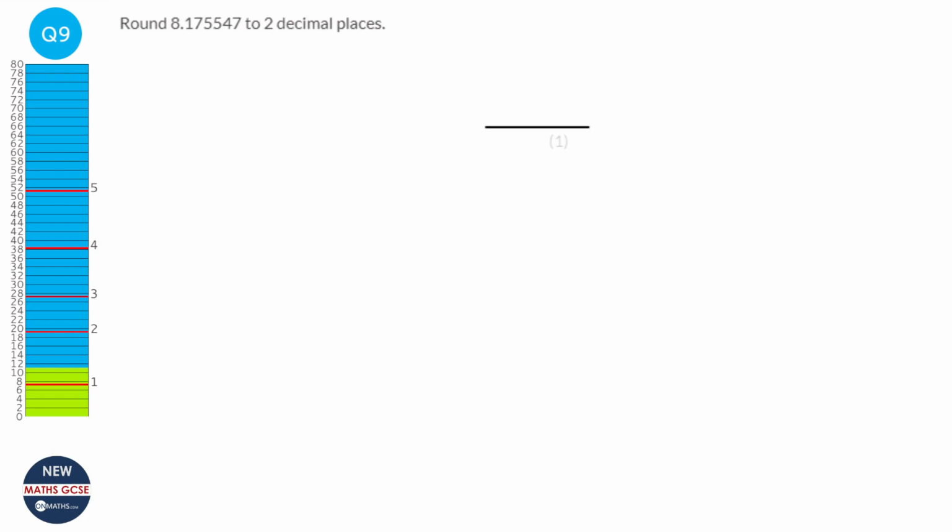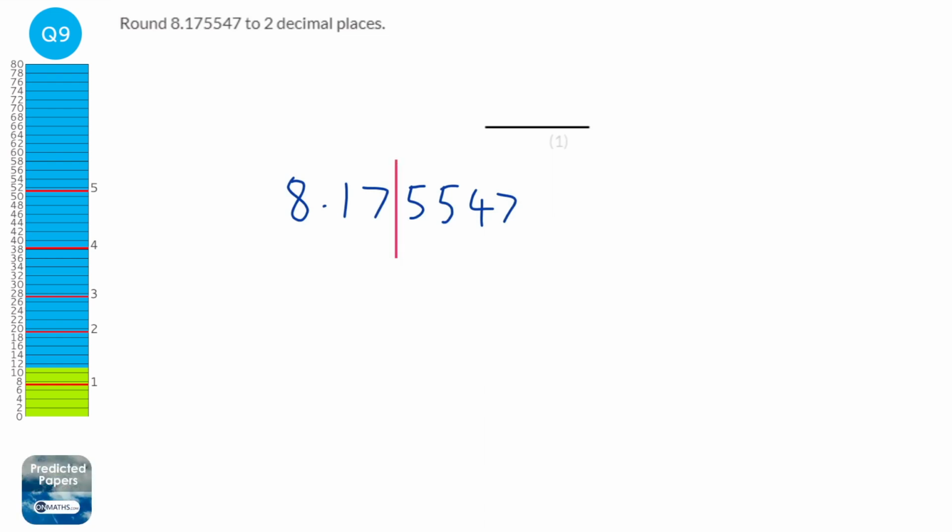So we're just going to start by writing the number a little bit bigger. So it says to 2 decimal places, so we're going to draw a line after the second decimal place. Now all the numbers to the right are going to disappear, they're going to turn to 0, and because it's a decimal that just means we get rid of them.